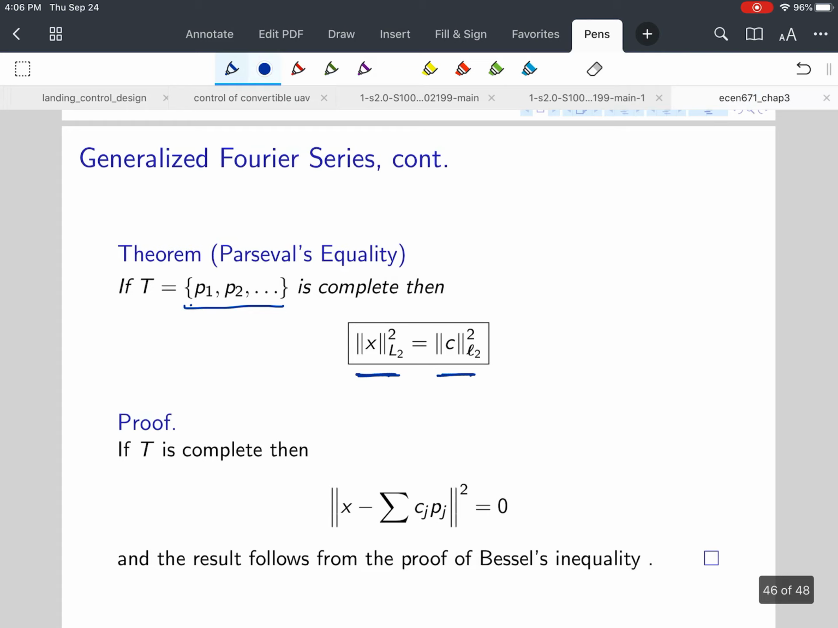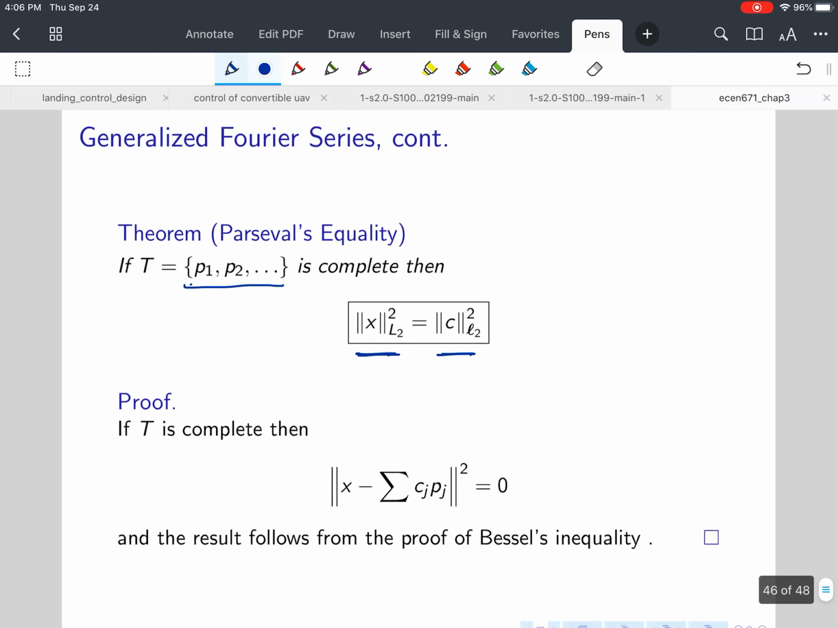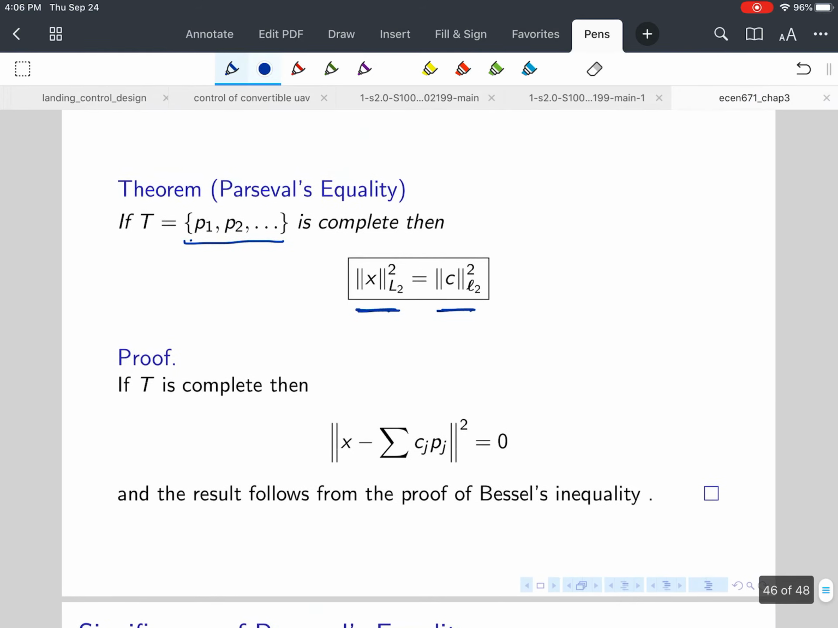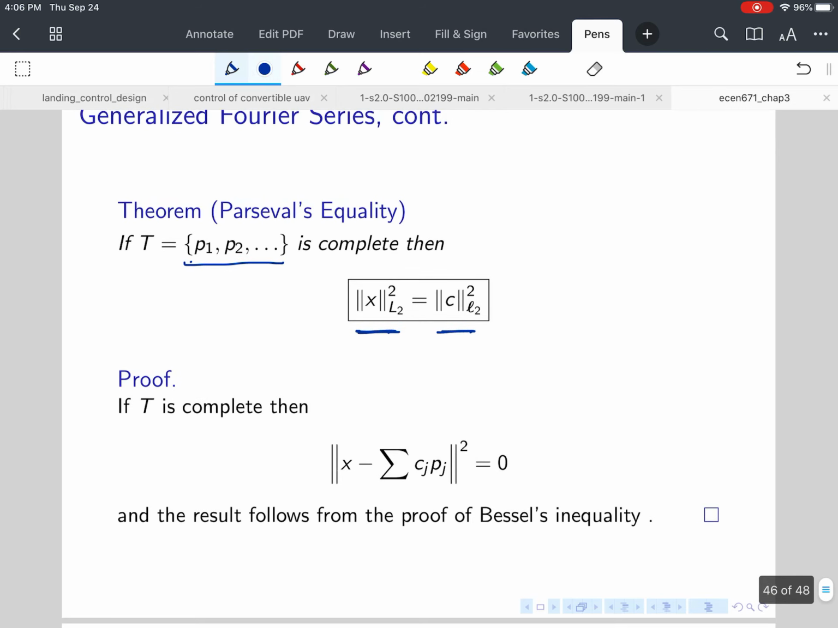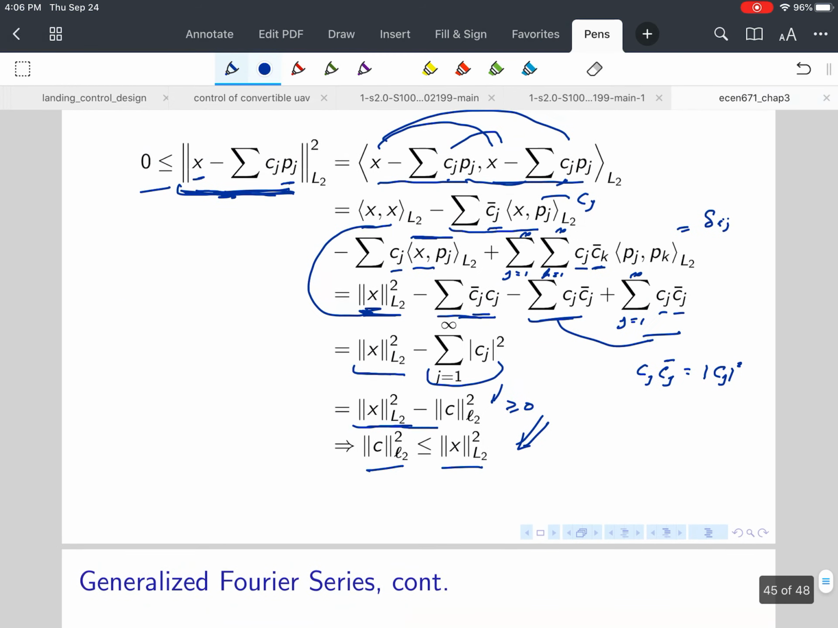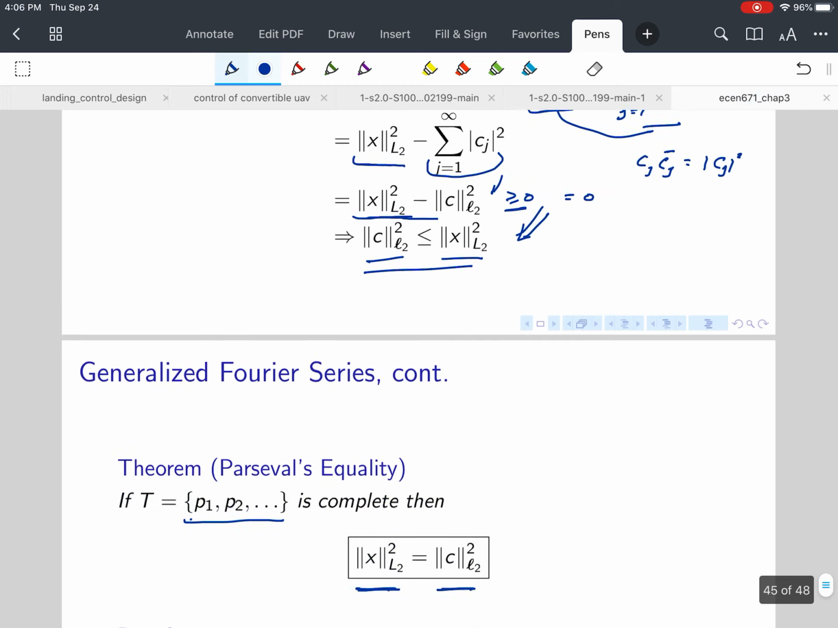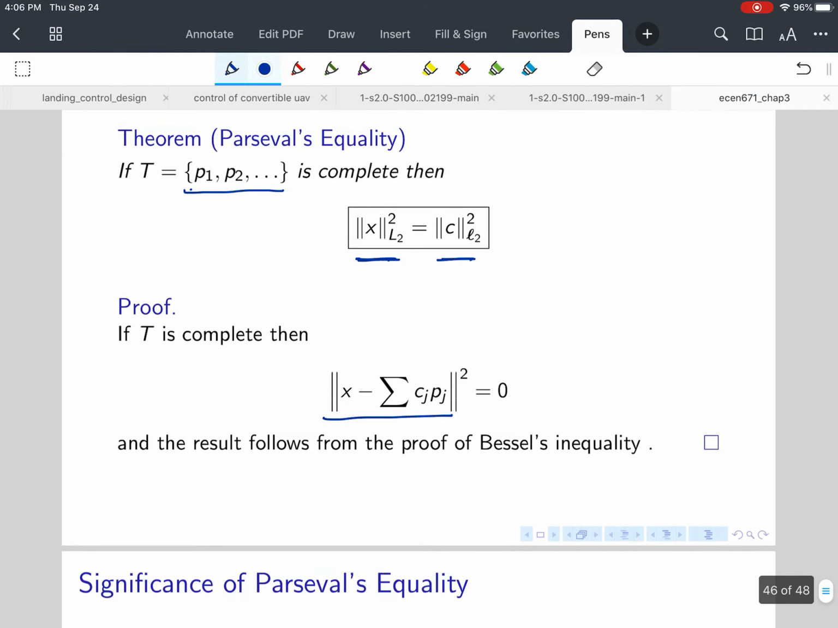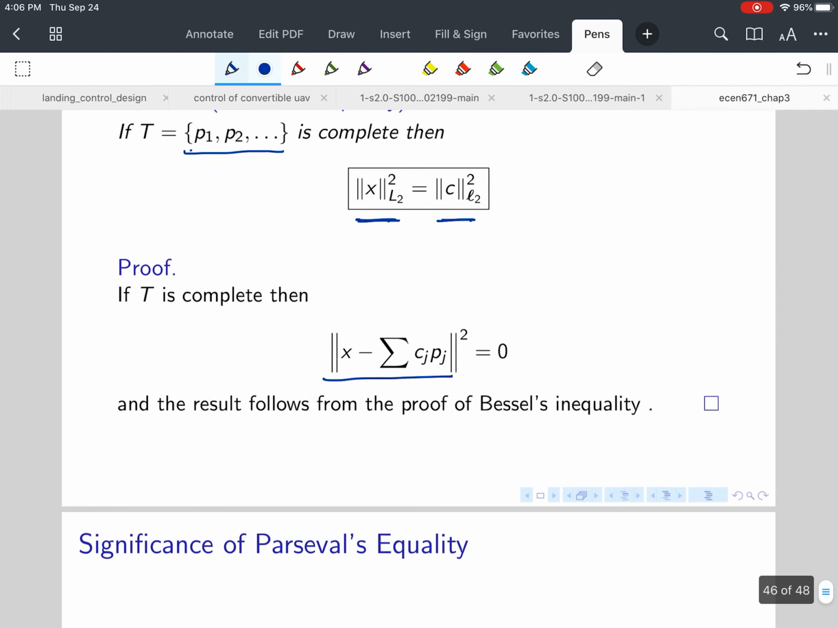Okay, so this is a very famous theorem, and this is used quite a bit in Fourier theory. All right, so if the basis is complete, then the norm has to equal 0, and so back here, instead of greater than or equal to 0, this thing was equal to 0, and so you would get an equality instead of an inequality, and that's the proof of Parseval's equality.